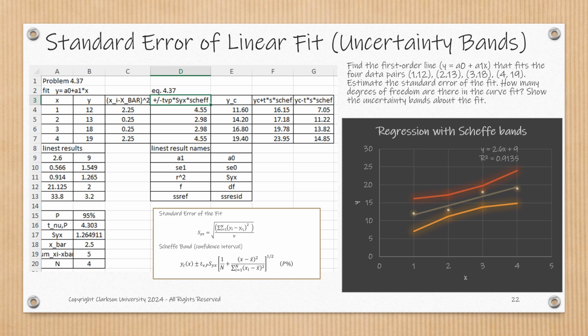We look up the Student's t value, and then we use that as a multiplier times our standard error of the fit, along with our values based on the average x and the squared residual between each x and the mean. The plot on the right shows how our Scheffé confidence bands for our X and Y data generally show a linear relationship. This is the kind of analysis that we do for any type of measurement application.